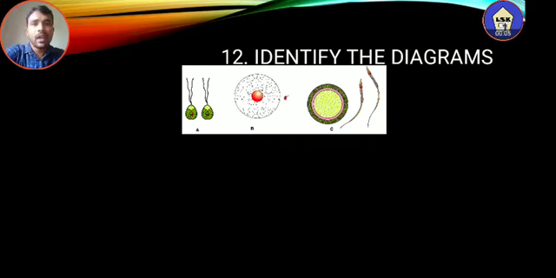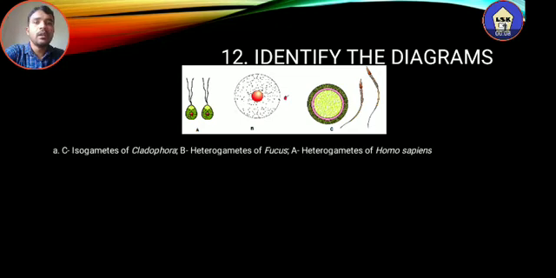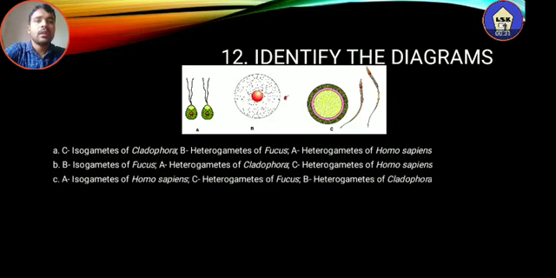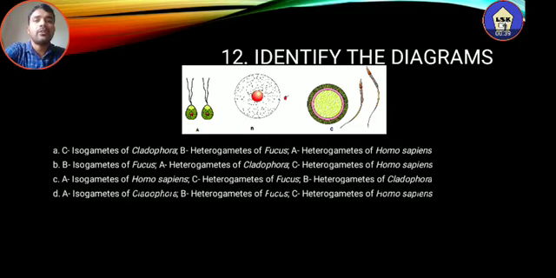The different diagrams of gametes are given here. Option A: A, isogametes of Cladophora, B, heterogametes of Fucus, C, heterogametes of Homo sapiens. Option B: A, isogametes of Fucus, B, heterogametes of Cladophora, C, heterogametes of Homo sapiens. Option C: A, isogametes of Homo sapiens, C, heterogametes of Fucus, and B, heterogametes of Cladophora. And option D: A, isogametes of Cladophora, B, heterogametes of Fucus, C, heterogametes of Homo sapiens.